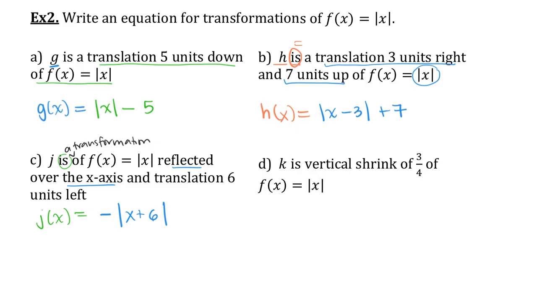Okay, one more. K. K of x is a vertical shrink of 3/4. Okay, it is a vertical shrink of f of x. Is that right? Vertical shrink of absolute value. Beautiful.